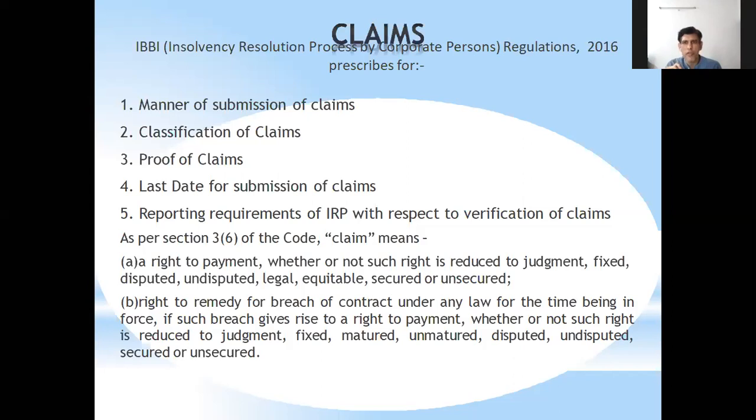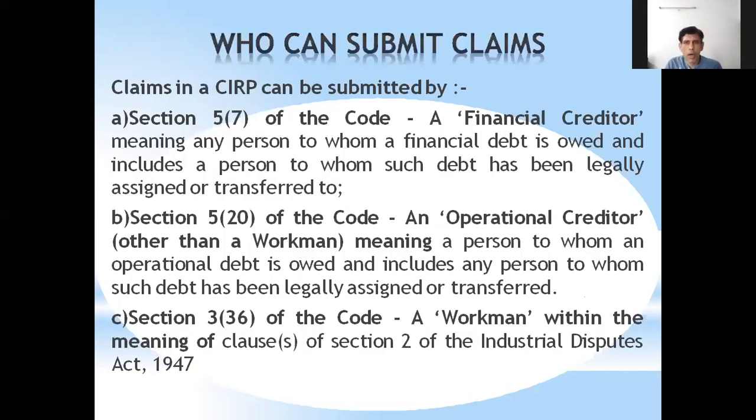Then a right to remedy for a breach of contract under any law for the time being in force, if such breach gives a right to payment, whether or not such right is reduced to judgment, fixed, matured, unmatured, disputed, undisputed, secured, unsecured. So if there's a right to remedy for the breach of contract and the party is liable or subject to receive the payment, then also he can claim that amount. So the claims can be submitted as per Section 5(7): a financial creditor may submit a claim. Under Section 5(20), an operational creditor can submit a claim. And then under Section 3(36), a workman also can file a claim. So there are different categories. Now the question comes: who is an operational creditor, which is defined as a person to whom an operational debt is owed.